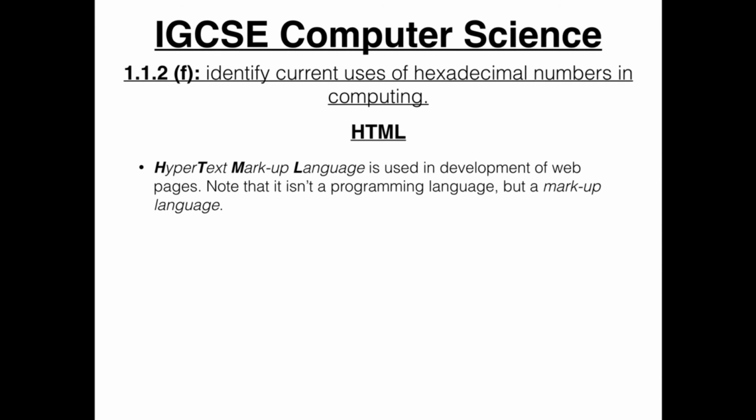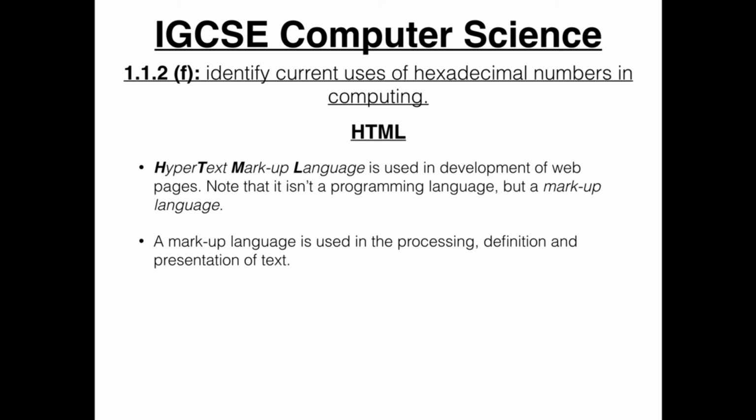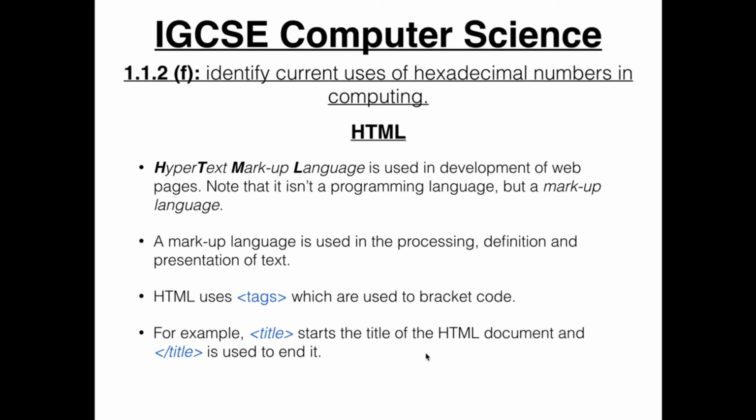HTML, Hypertext Markup Language, which is what HTML stands for, if you didn't know, is used in development of web pages. Note that this isn't a programming language, but a markup language. A markup language is used in the processing, definition, and presentation of text. HTML uses these tags, which are used to bracket code. For example, title starts the title of an HTML document, and slash title is used to end it. For example, title hello world slash title. So that would title the HTML document.